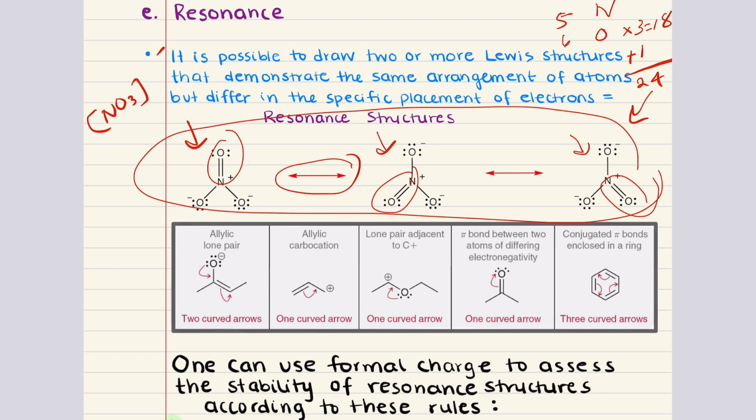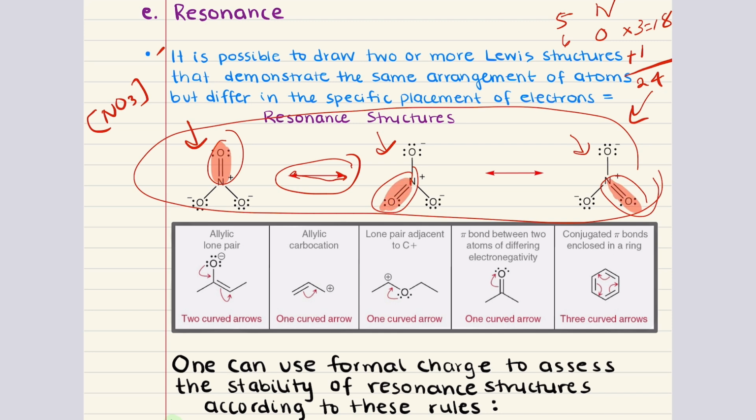So we can draw all 3 varieties and put them together with this double-headed arrow to signal that. In one resonance form, the double bond is between nitrogen and one of the oxygen atoms with single bonds to the other oxygens. And in the other forms, that double bond moves places. So in one structure, it's right here. In one structure, it's right here. And in another structure, it's right here.